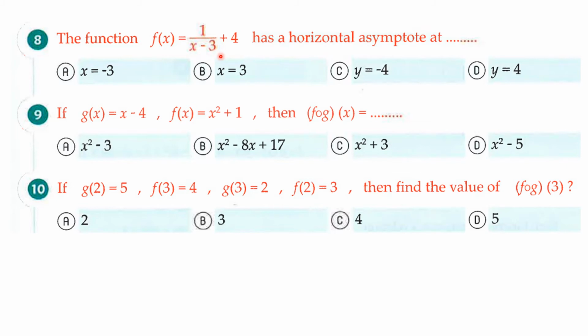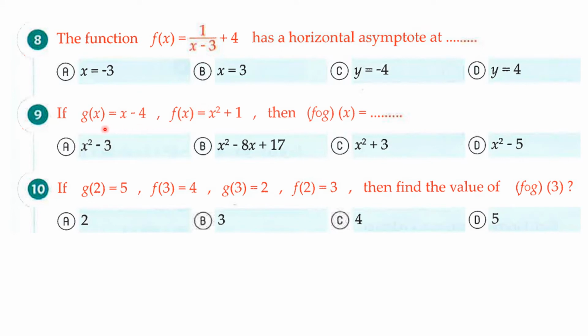If they ask me for the vertical asymptote, it would be x equals 3 because I can never divide by 0. Be careful with that. Horizontal asymptote, now your choices are between two numbers only, or two choices only.